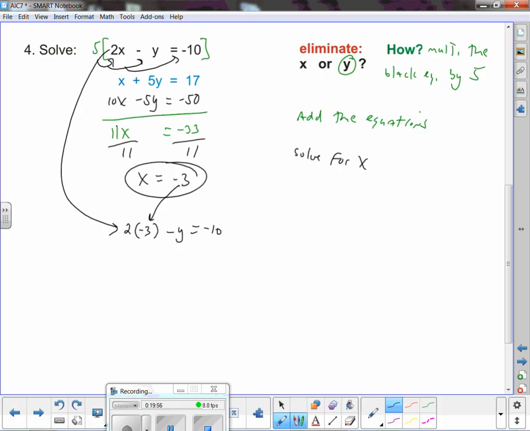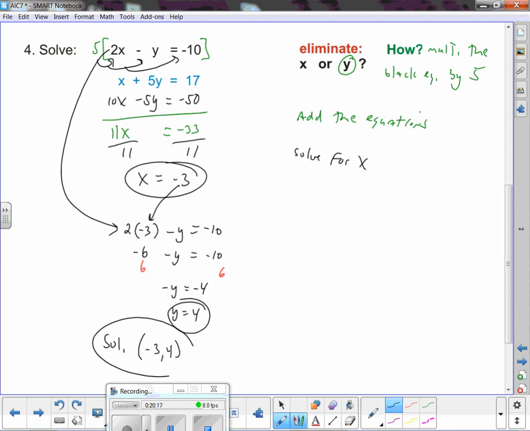All right. Again, pause it if you want to see if you can get it on your own. We get a negative 6 minus y equals negative 10. Let's add a positive 6 to both sides. We get negative y equals negative 4, so y is 4, right? What is our solution? It is the point negative 3, 4. Hey, not too bad. These aren't too bad.